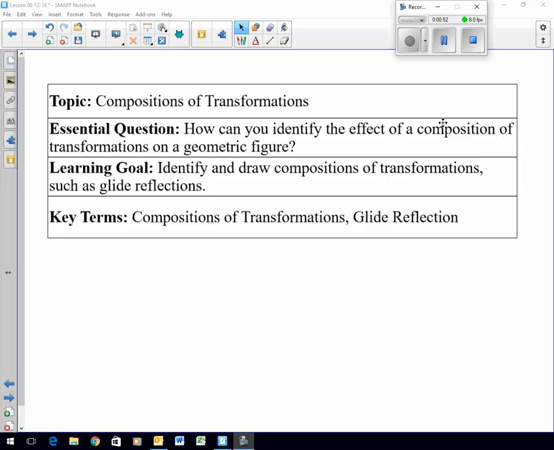Alright, anyway, we're trying to identify and draw composition transformations such as glide reflections. We're going to be doing a lot of that today, so get ready to draw. Composition transformations and glide reflections are some of our key terms.